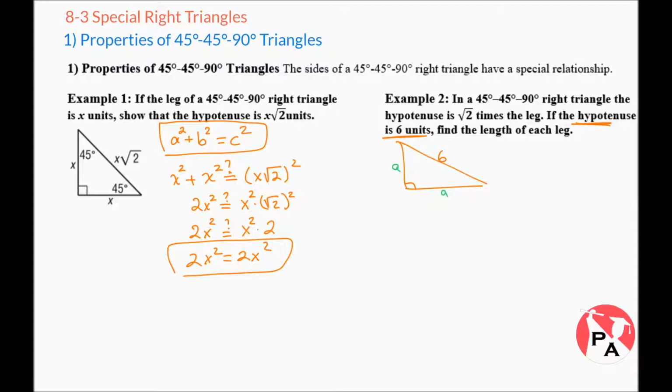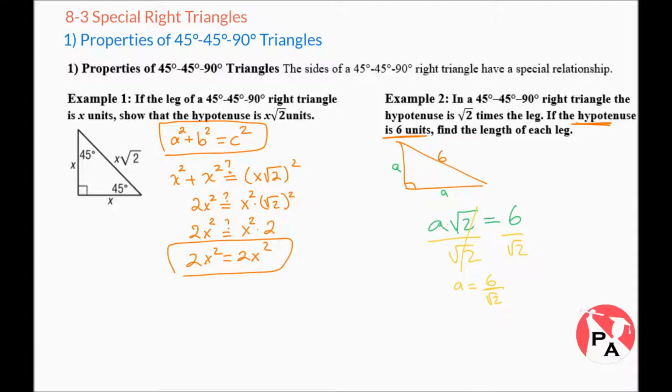So what we know is if we take one of these legs and then times it by radical 2, we get the value of the hypotenuse. This is what it says right here, and this is what we figured out in example 1. The hypotenuse is radical 2 times the leg. So the hypotenuse is 6. It is equal to radical 2 times the leg. So let's get the a by itself by cancelling out what we have next to it. Divide each side by radical 2. So a would be equal to 6 over radical 2.